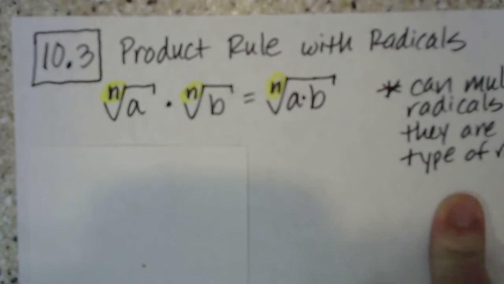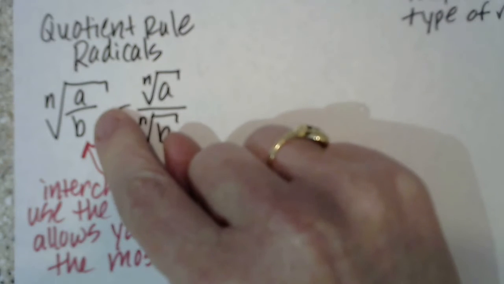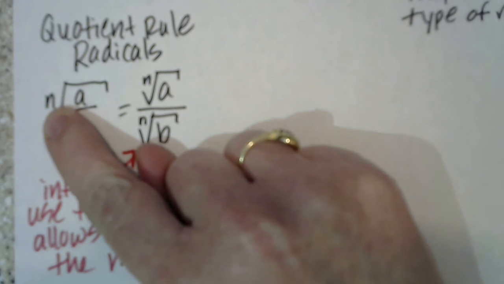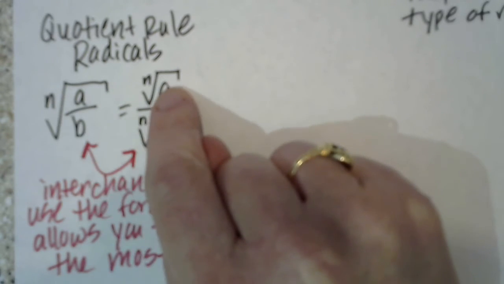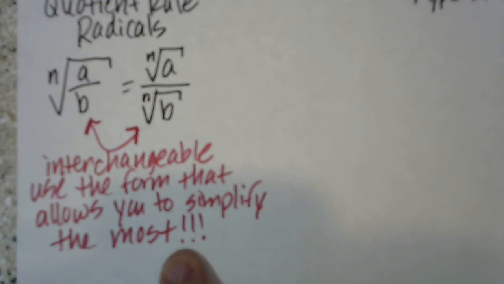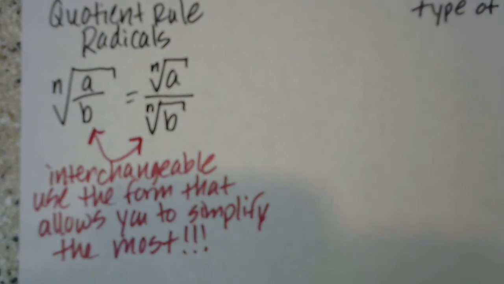I can multiply radicals if they are the same type of radical. Okay? And the quotient rule tells us that if we have a fraction under the radical, we can apply the type of root to both the numerator and the denominator. This is really interchangeable, so you should use whichever rule allows you to simplify the most. Whenever you have a problem like this, think about which form you're going to be able to simplify the most, and that's the form you should go with. Okay? So we're going to do some examples. This is not going to take very long. This is a shorter lesson.